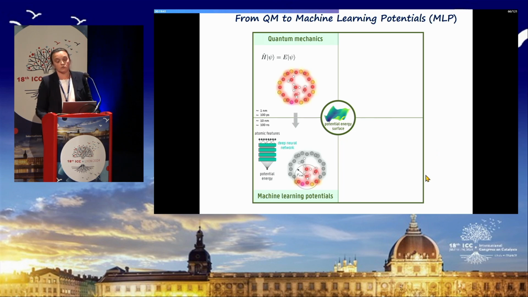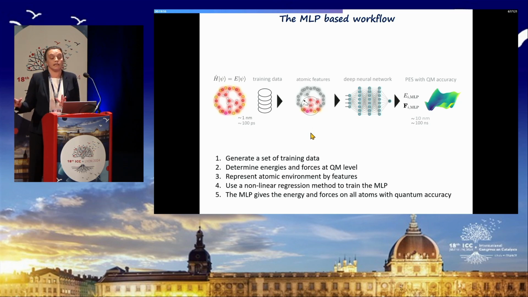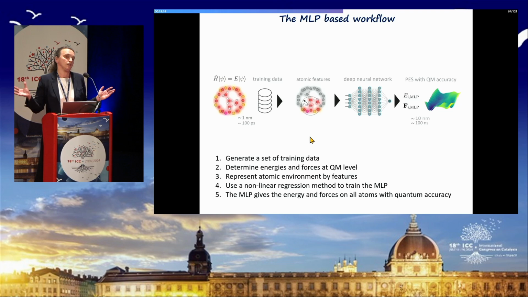So we will start from quantum mechanical data, and we will train machine learning potentials. In general terms, the workflow to create these kinds of machine learning potentials is shown here. We start from a set of training data at the quantum mechanical level of theory. Then we define atomic features. We provide them to a deep neural network. And then we obtain the potential energy surface, hopefully with quantum accuracy, with a numerical machine learning potential, let's say.